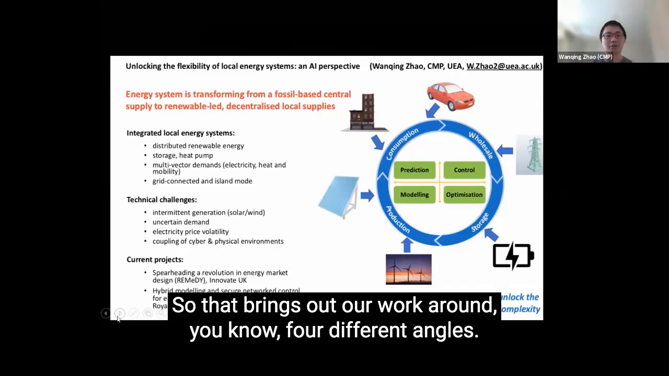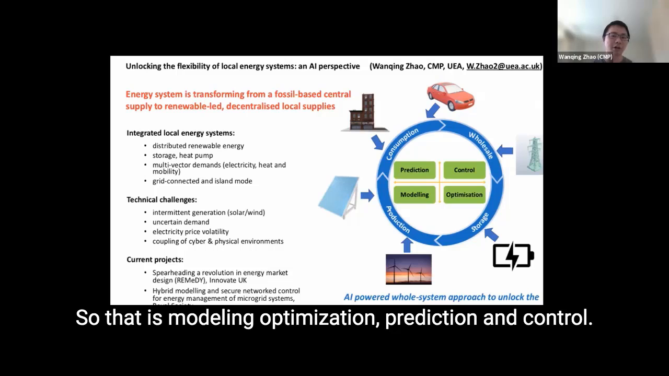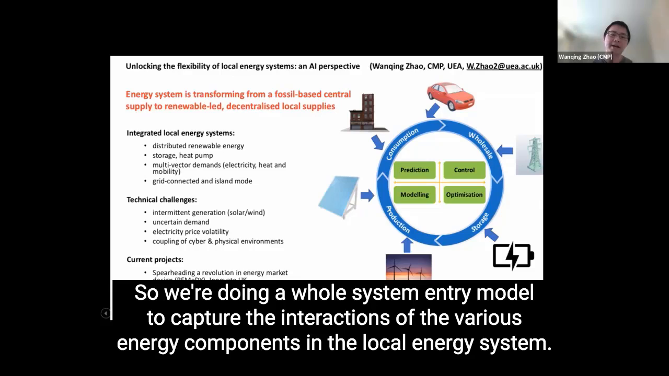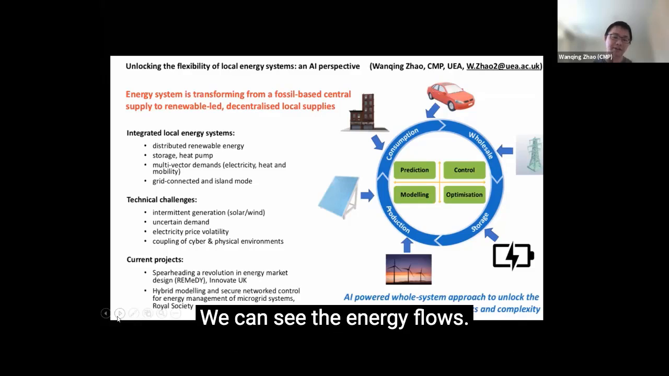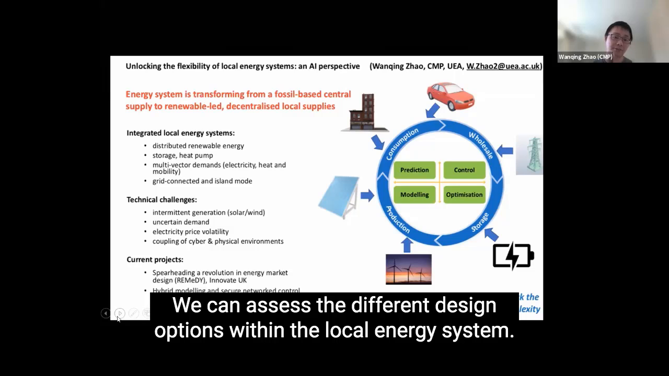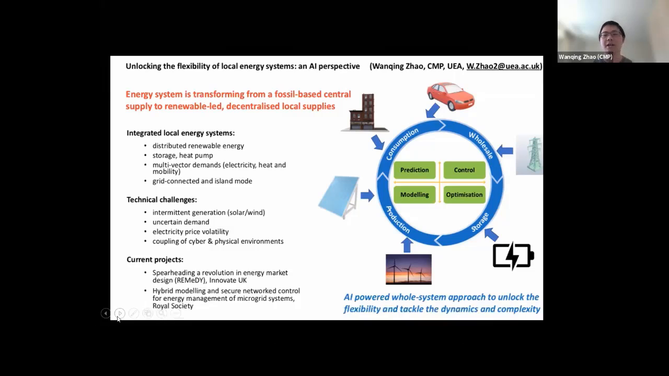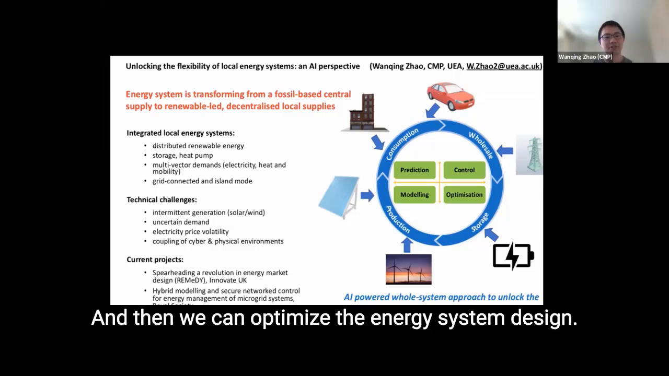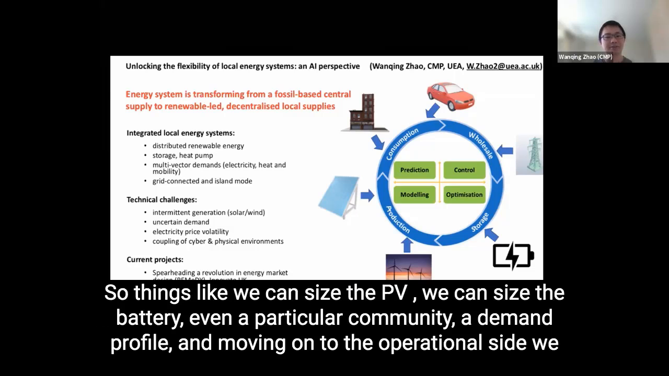So that brings out our work around four different angles: modeling, optimization, prediction, and control. We're doing whole system energy modeling to capture the interactions of the various energy components in the local energy system. We can see the energy flows, we can assess the different design options, and then we can optimize the energy system design. So we can size the PV and size the battery given a particular community demand profile.